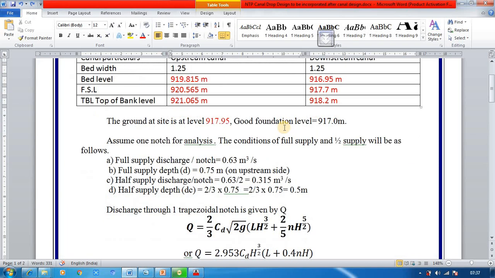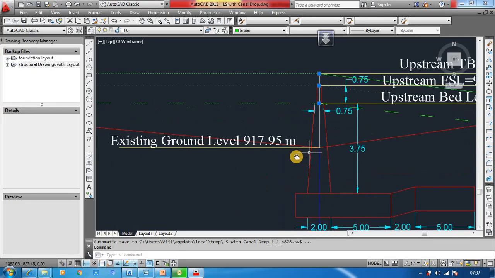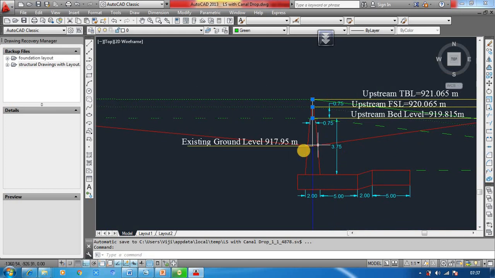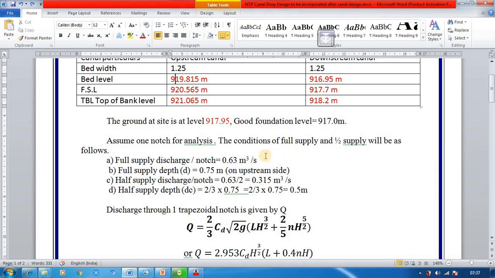Yeah, you just update all these things and assume the existing ground level will be here. Existing ground level, because this is the final element. After the final element, this is the existing ground level, and that's equal to 917.95. And assuming a good foundation level at 970, then let us take up the design.